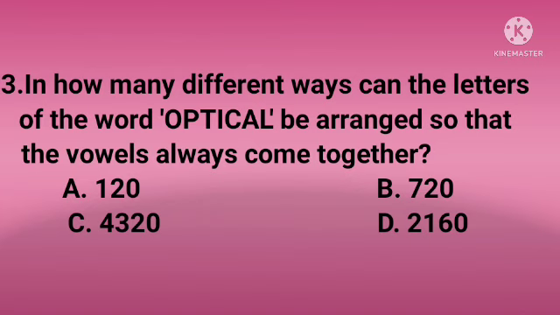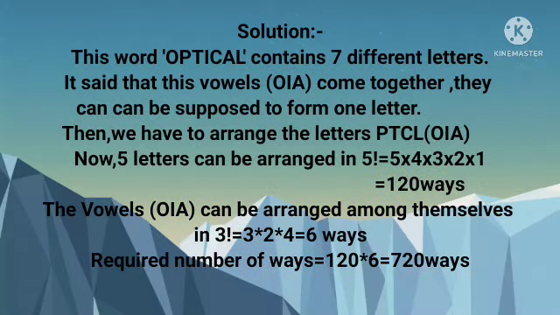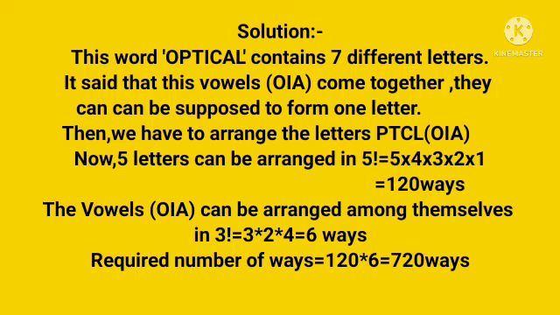Then let's start the solution. The word OPTICAL contains 7 different letters; O, I and A are vowels and come together. Then we have to arrange the 4 other letters and the 3 vowels as one group. When we combine them, they become 5 items. The number of ways to arrange the 5 items is 5 factorial, that means 5 times 4 times 3 times 2 times 1, which is 120 ways. The vowels can also be arranged among themselves in 3 factorial ways. That means in total, the word OPTICAL with the vowels together is arranged in 120 times 6, or 720 ways.